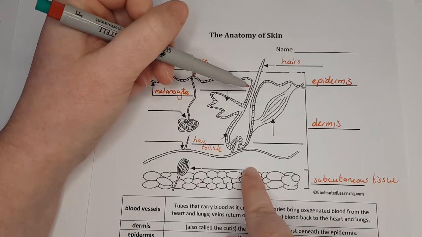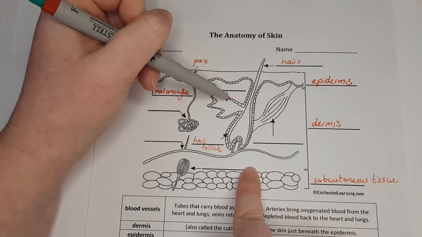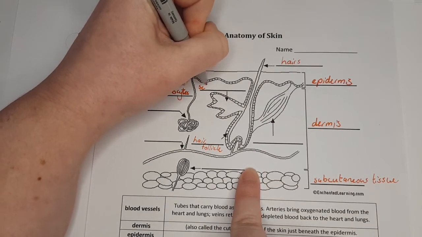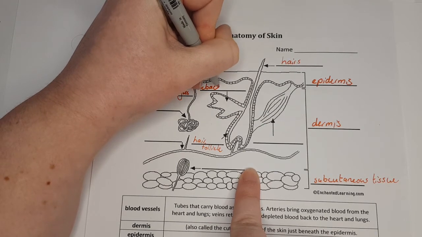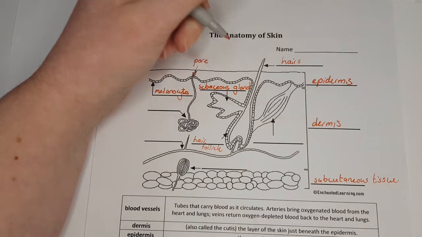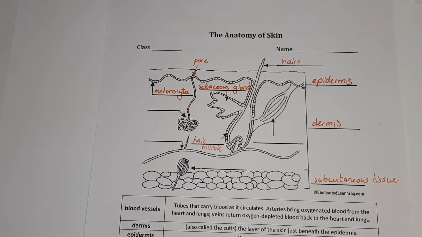And then surrounding that hair follicle, there is a gland, and that gland is called the sebaceous gland. Now, the sebaceous gland is there to release oils and fatty liquids into the hair follicle so that it gets lubricated and softens around the skin, okay?